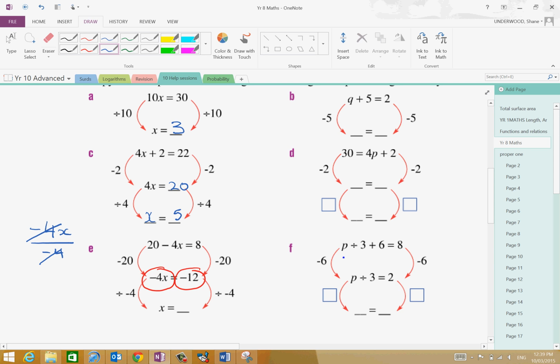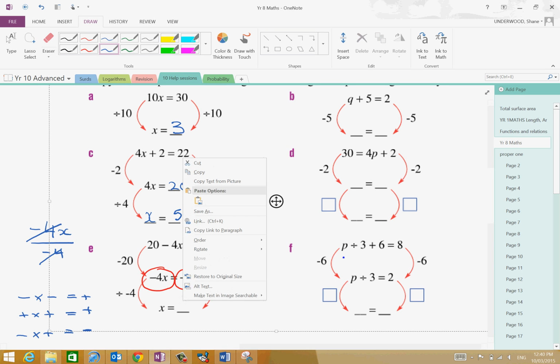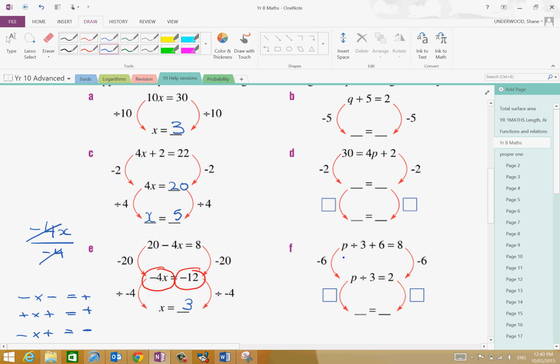Anything divided by itself, if you like, is going to be 1, whether it's negative or positive. You also need to realise that a negative times a negative, or a positive times a positive, is what? Positive. Negative times a negative, or negative times a positive is a? Negative. Now, x is equal to what? 3. Thank you. All right.